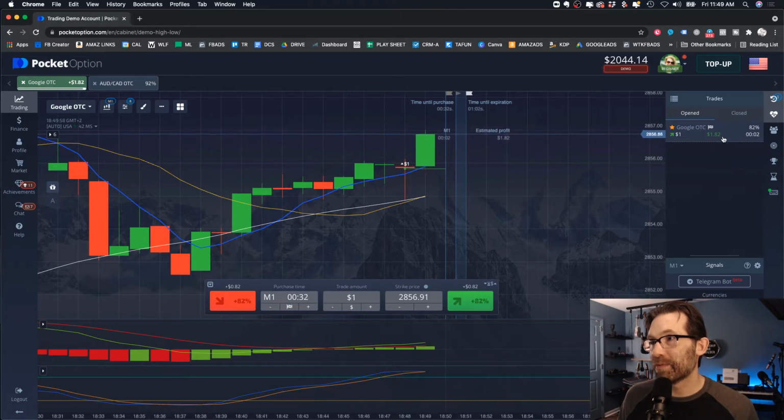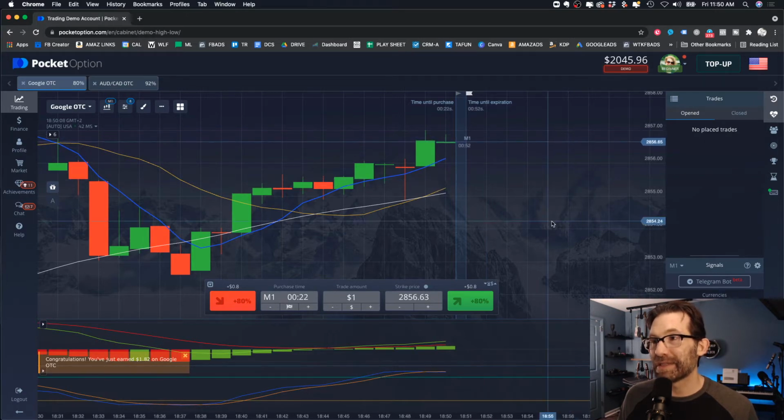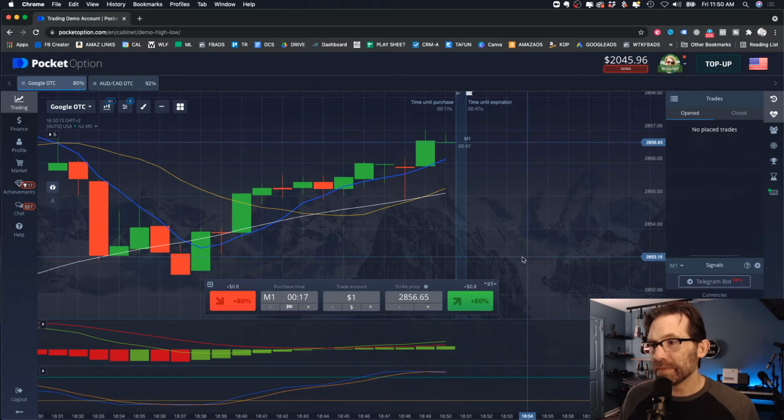And when it tells me I win here in 2 seconds, it's going to show up somewhere on my screen. It's going to pop up. There it is. Congrats, you've just earned $1.82. That's as easy as Pocket Option is. It can't be any easier than that. But you take your money, you put it in there, and you can click these buttons.